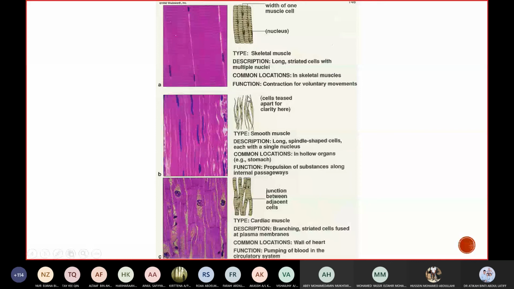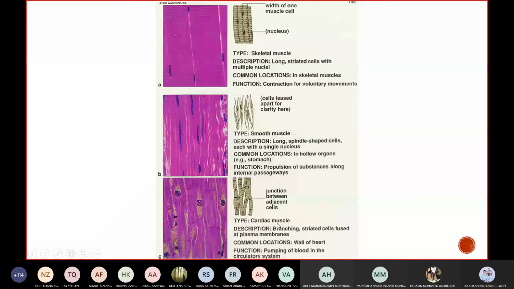However, smooth muscles, they are spindle shaped. Okay, long spindle shaped cells with one single nucleus in the center. Okay, usually we find them in the GIT or in the blood circulation, the vessels. Okay, they help with propulsion of substances along internal passageways.